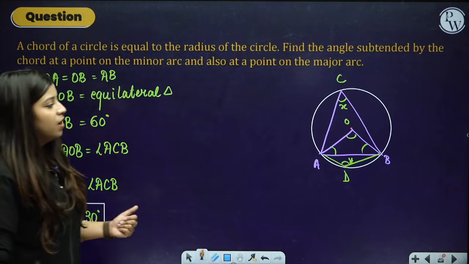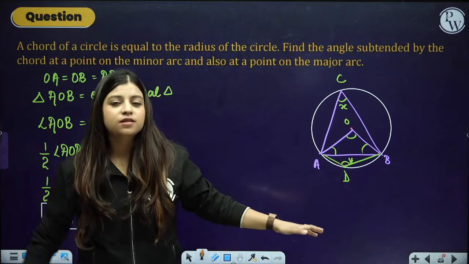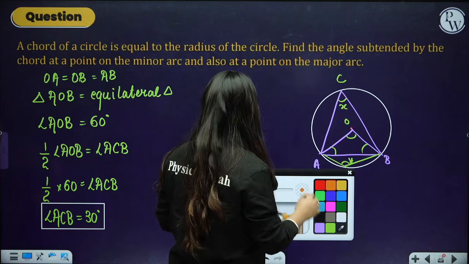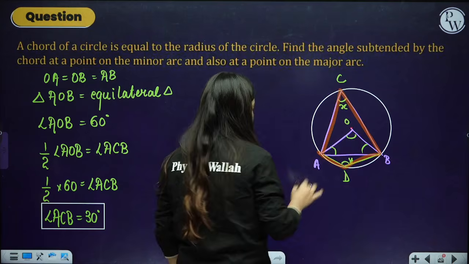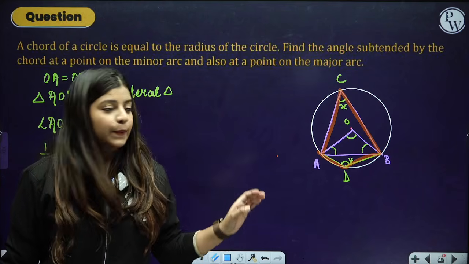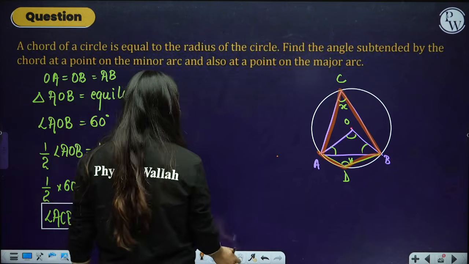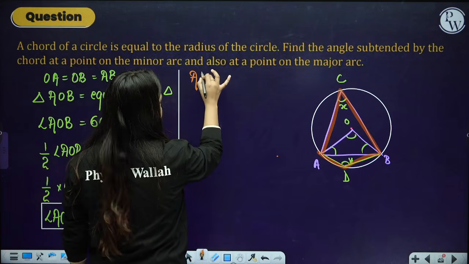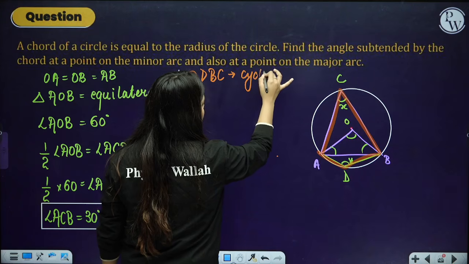Now we are talking about angle Y in the minor segment. This is the major one, this is the minor one. One thing you can clearly see in this figure is that A, D, B, C forms a cyclic quadrilateral. So the very first thing we write down is that A, D, B, C forms a cyclic quadrilateral.